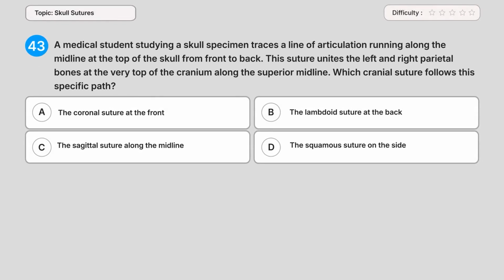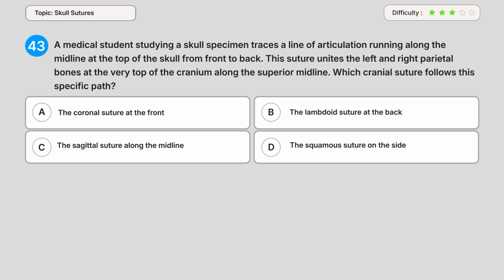43. A medical student studying a skull specimen traces a line of articulation running along the midline at the top of the skull from front to back. This suture unites the left and right parietal bones at the very top of the cranium along the superior midline. Which cranial suture follows this specific path?